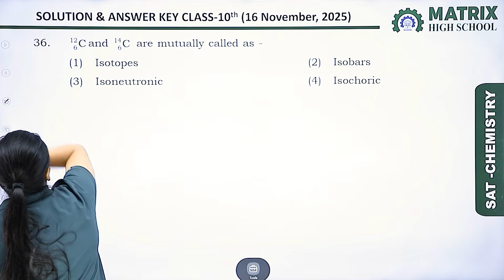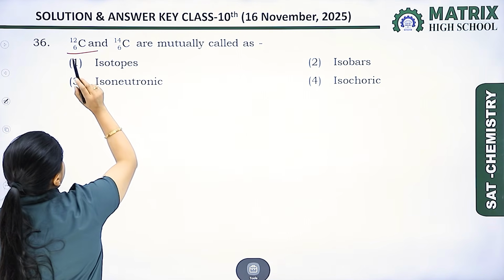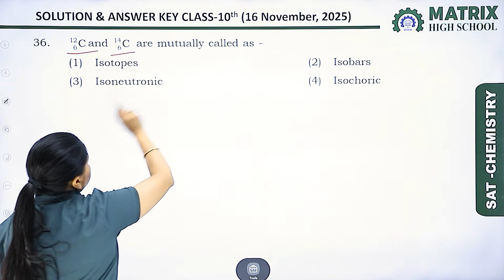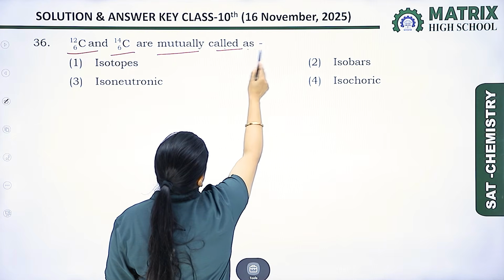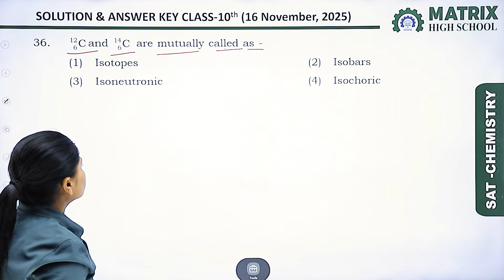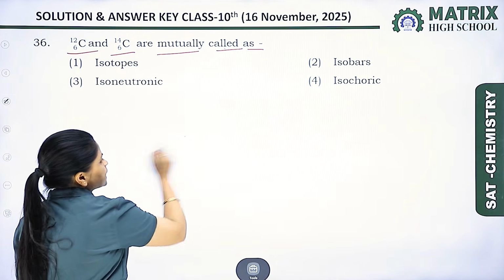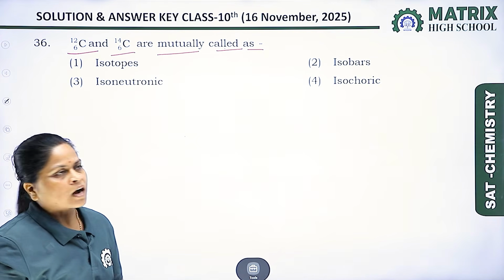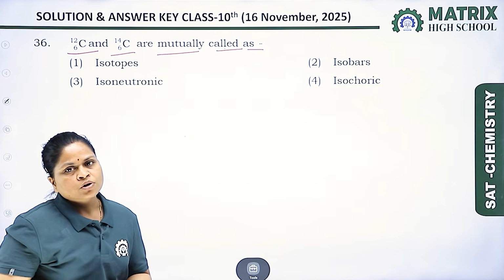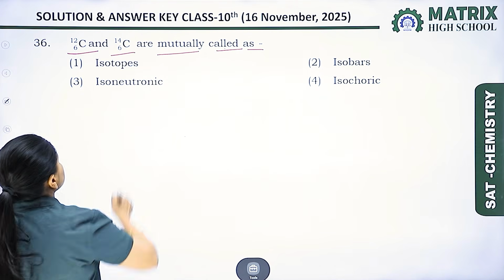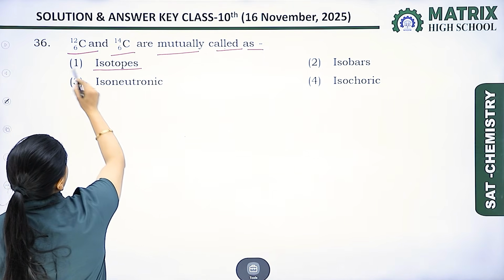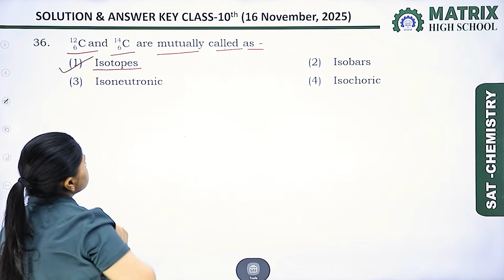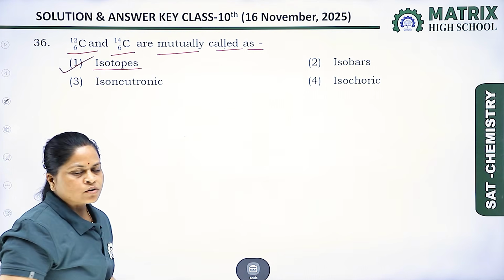Now, the next question is, carbon-12 and carbon-14 are mutually called as. As we know that the atoms of same element having different atomic masses are known as isotopes. Let's discuss the options. Option 1 is isotopes. Yes, this is the correct answer for the question.